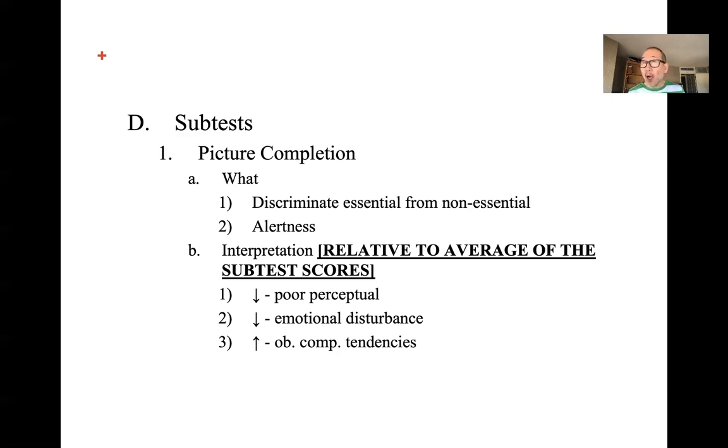Now, if they get a really high picture completion performance, it may suggest, first of all, that they're just very strong in being able to discern important from unnecessary things. It could also relate to obsessive compulsive tendencies. Okay. It doesn't necessarily mean one or the other of these weaknesses or strengths, but you can only really determine that by looking at the performance on other tests, as well as through your clinical interview, which you probably conducted beforehand, to find out how they're doing in school and in work and so on. Okay, so that's picture completion.